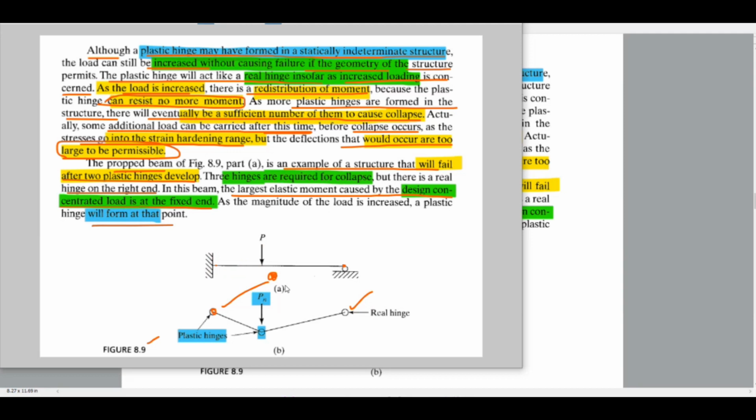So here we can see one more point. For this load, there will be a bending moment like this. So the largest moment will be at the fixed end. So if we increase the load, then the plastic hinge will form here. The largest elastic moment caused by the design concentrated load is at the fixed end. As the magnitude of the load is increased, the plastic hinge will form at that point.